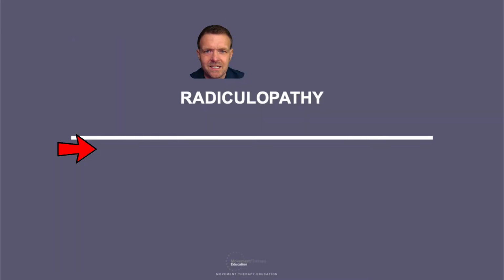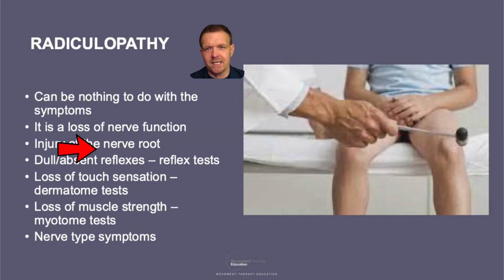So then we got our last kind of category of sciatica, which is a radiculopathy. Now this has got nothing to do with the symptoms, so you can have no symptoms and radiculopathy. You can have raging symptoms and radiculopathy. This is to do with a loss of nerve function. Now, this is when things get nasty, because if you lose nerve function for a specific period of time, then you will have a loss of function for possibly forever.